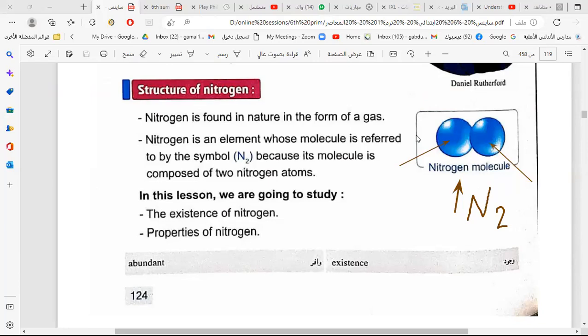It is an element because it has two similar nitrogen atoms. Two similar atoms. Very good. Omar Wael, can you open your mic?